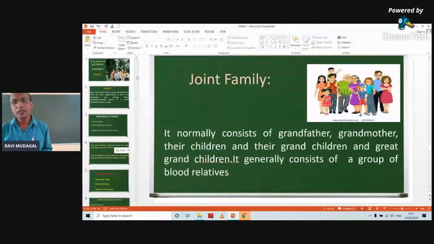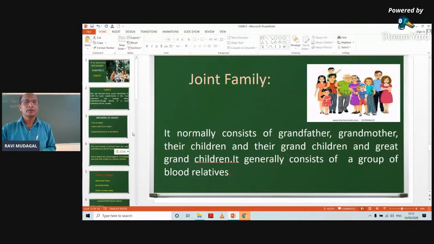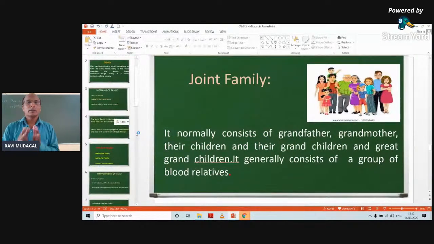Dear students, in today's class, we have studied about family. We have studied the meaning of family, types of families, and the characteristics of family. After that, we studied the types of families, the characteristics of nuclear family, and the characteristics of joint family. Hopefully, children, we have understood the topic family, the importance of family, the meaning of family, characteristics of family, types of family, and characteristics of nuclear and joint family as well. Okay, thank you, children. Hopefully, we have understood all important aspects.